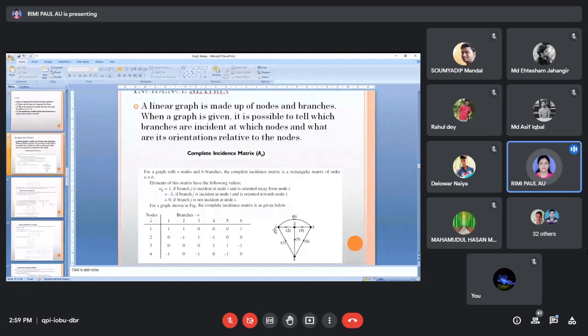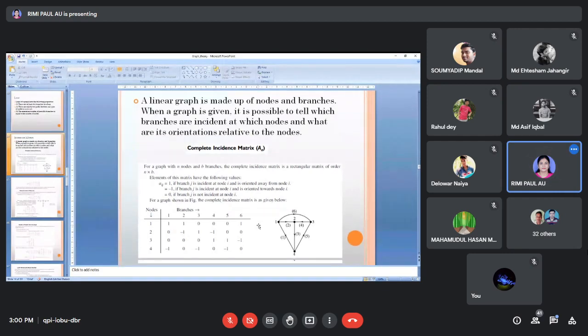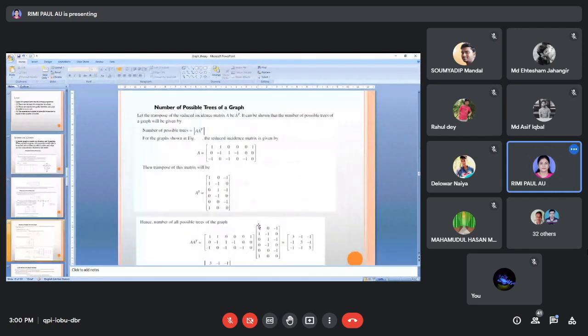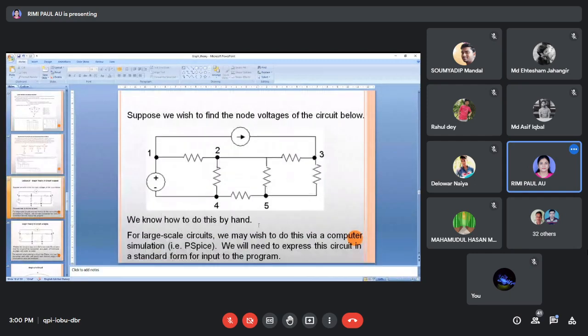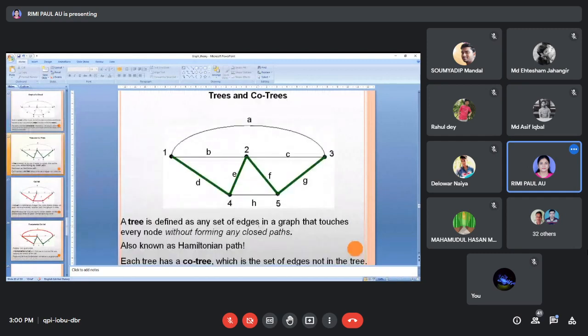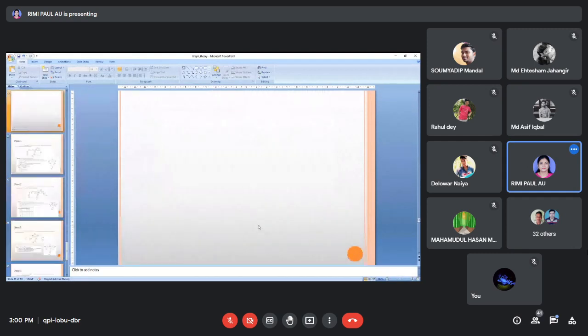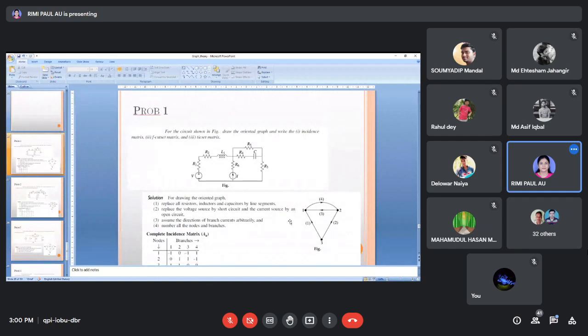So the number of twigs on a tree is always less than the total number of nodes. That means n minus 1 we can get the number of twigs, and the total number of links is b minus n minus 1. You have to remember this. So if I solve this problem, there is one circuit. You can see this.